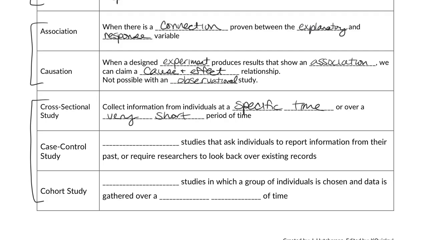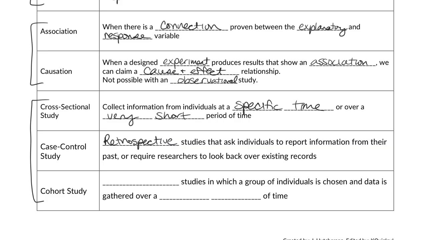A case control study is a retrospective. Do we know what the word retrospective means? Do we know what the prefix retro means? Old. Okay. It's looking back. So retrospective means I want you to think back on your family history or your medical history and answer these questions about the last 10 years of your life. That would be a retrospective study.